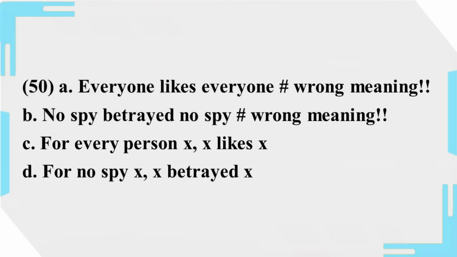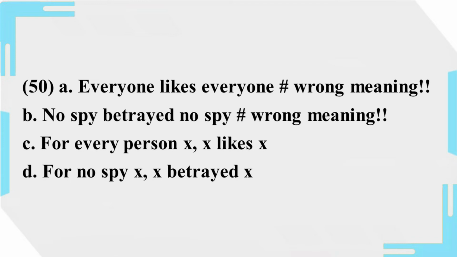Instead, we must convey the meaning of such sentences by using different, more complex types of paraphrase as in C and D. Everyone likes everyone. No spy betrayed no spy. For every person X, X likes X. For no spy X, X betrayed X. The expressive capability which we see here in reflexives is very important and is found in some form in human languages. This is one reason why languages have reflexives and pronouns.